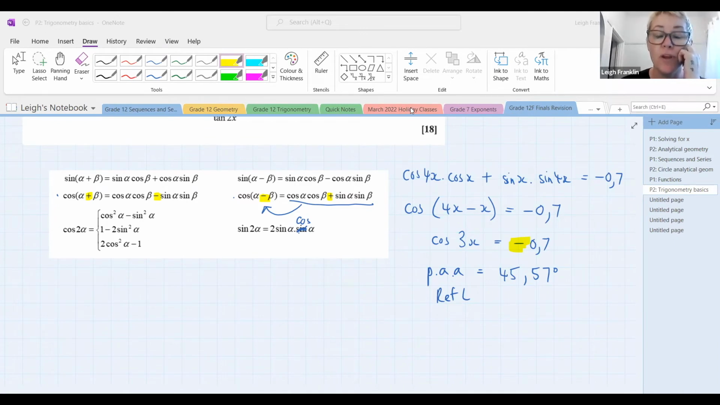Okay, not 3 and 4, Cleopatra, 2 and 3. Remember, cos x is positive in quadrant 4. Okay, maybe it was just a little typo. 2 and 3, that's it. Yes, 100%. Okay, good stuff.